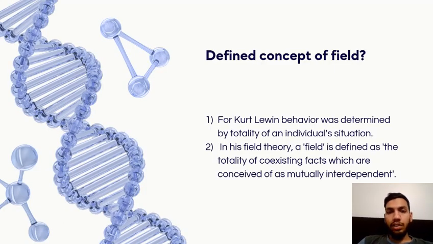The next one is the defined concept of field. For Kurt Lewin, behavior was determined by the totality of an individual's situation, and in his field theory, a field is defined as a totality of coexisting facts which are conceived of as mutually interdependent.